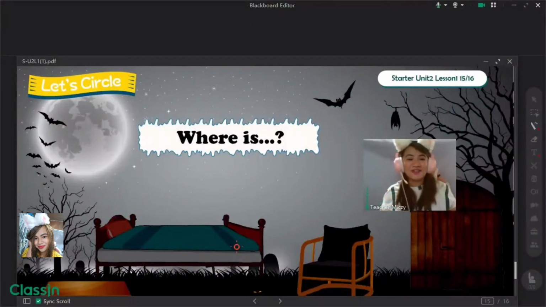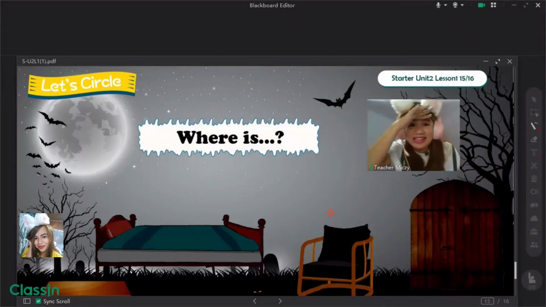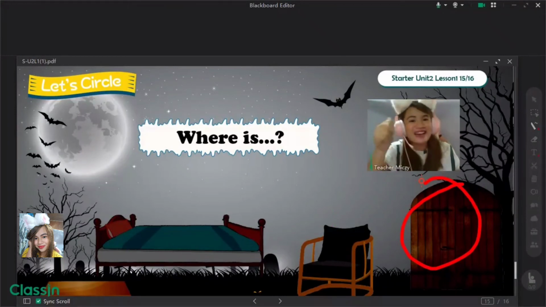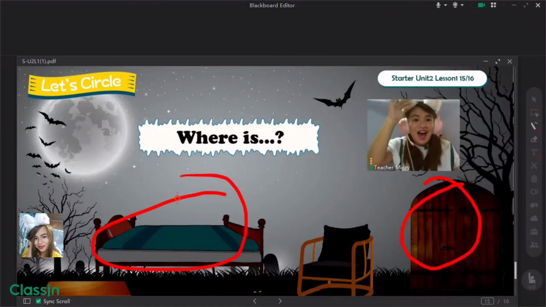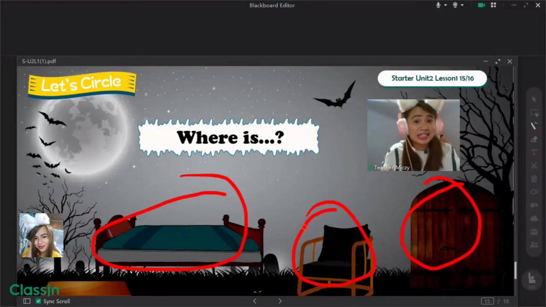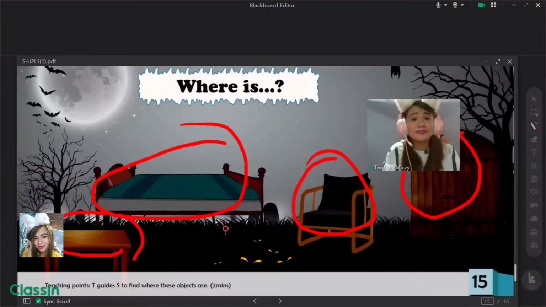Now let's have our wrap-up. Where is the door? Great! Say it again. This is a door. Very good. Where is the bed? Awesome! Let's say it again, Aubrey. This is a bed. Fantastic! Where is the chair? Chair. You can see it here. Very nice. Let's say it again. This is a chair. And the last one, what is this again? It is a desk. Wow, it seems that you learned very great today.